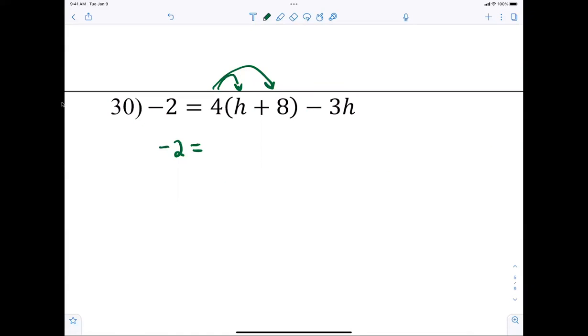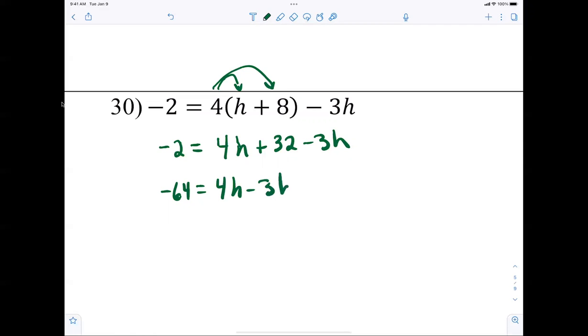You have to distribute. 4H plus 4H plus what? 8, plus 2. Yes. Now what? Okay, what's that? Then what? And then, what's that? Then you would, it would be 1H. Yes.